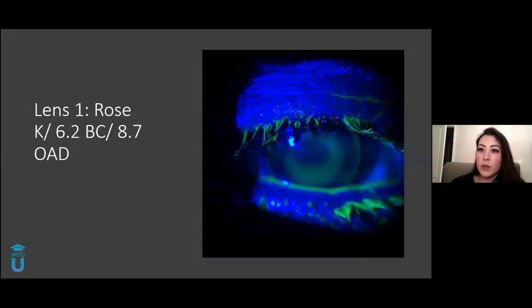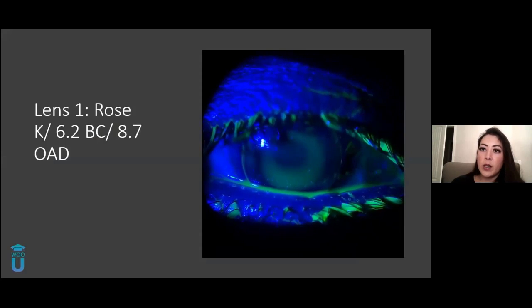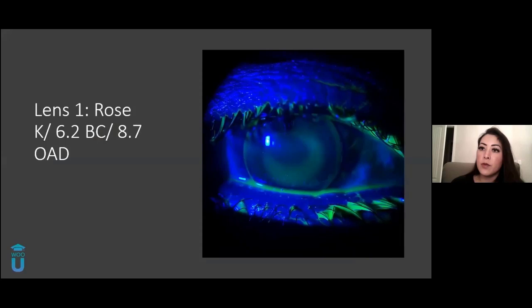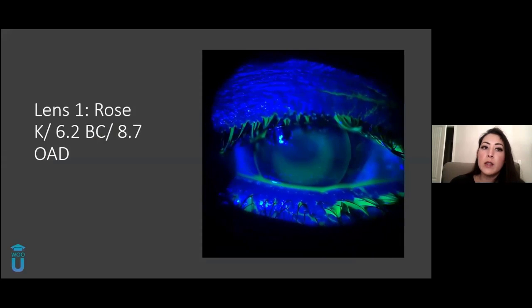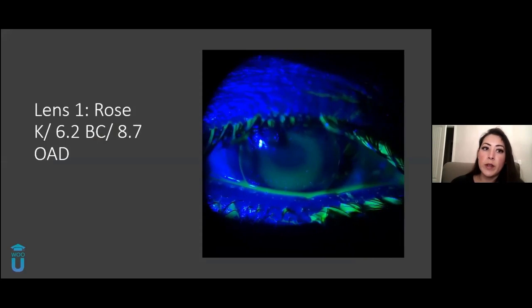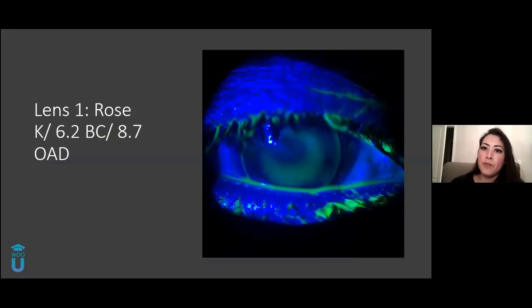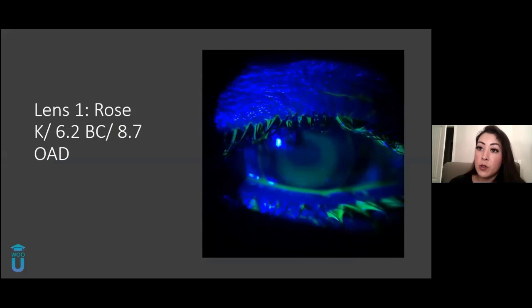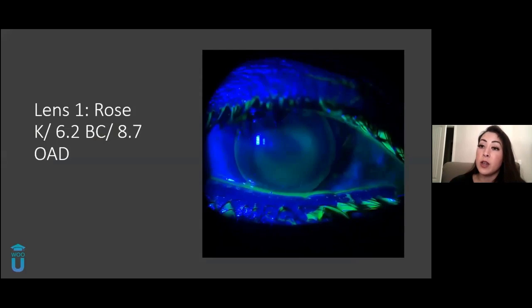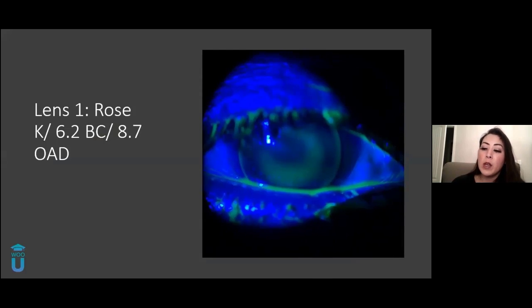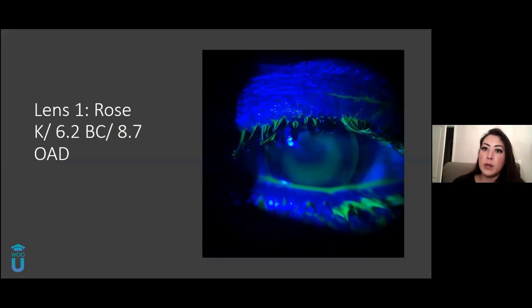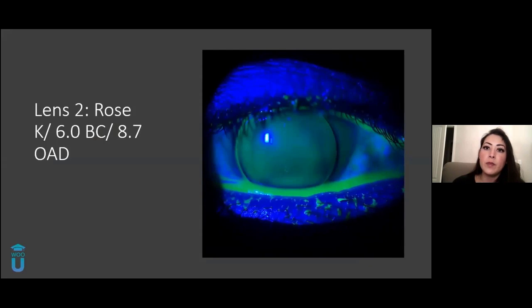So here's the first lens we tried on. It's a Rose K, a very classic GP lens for keratoconus patients. 6.2 base curve, 8.7 diameter. And when I look at that, I think, that's a little bit too tight for me as far as it's touching a little bit too much on the cone. So I wanted to see what happened if I steepened up the base curve.